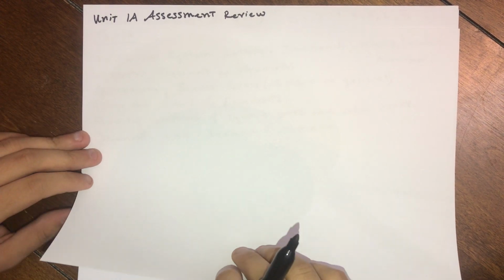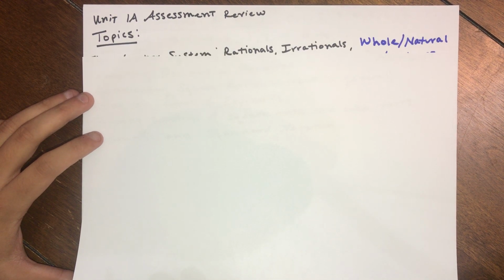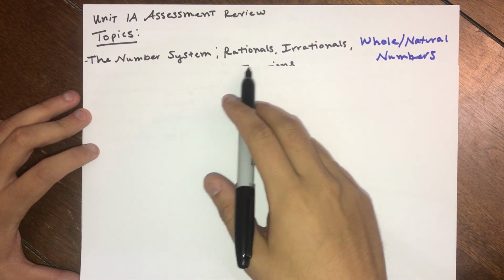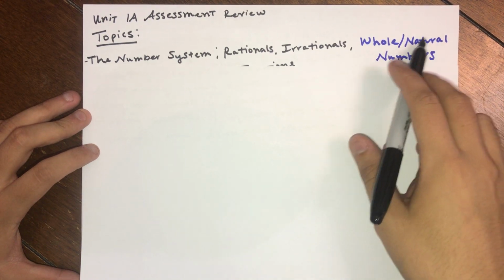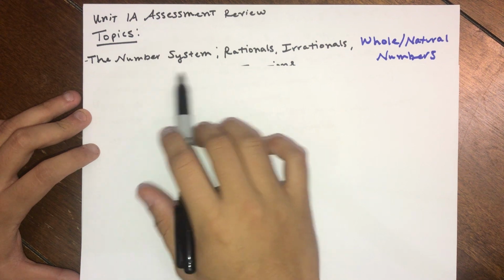All right, so this is the Unit 1A assessment review. It's going to be the test review for the test that's coming up. The first thing that we're going to look at is the topics, okay? So let's remember that the first thing we did was we looked at the number system, okay? We looked at rationals, irrationals, whole numbers, natural numbers, okay? Remember those were the same thing, okay? So that's what I'm going to start off with first.